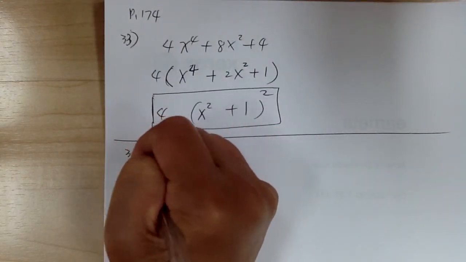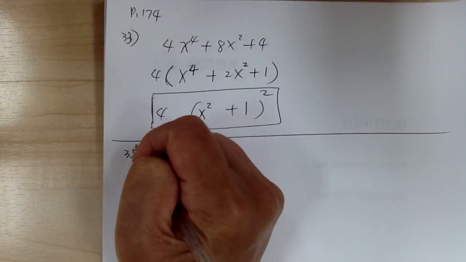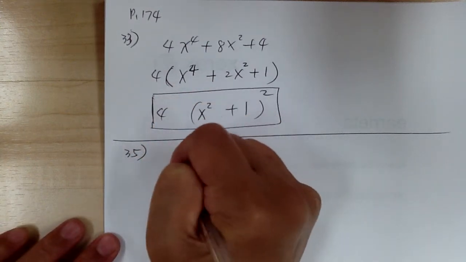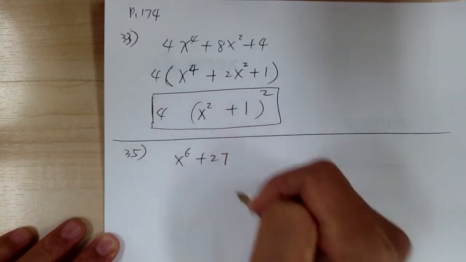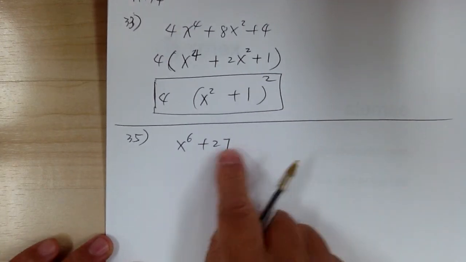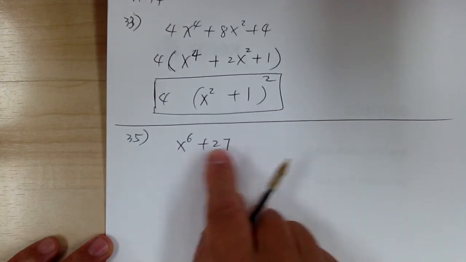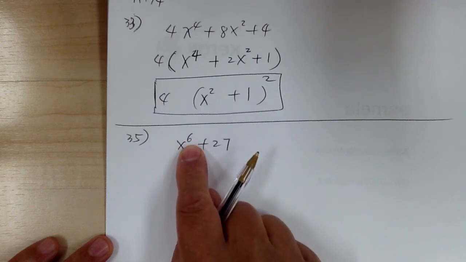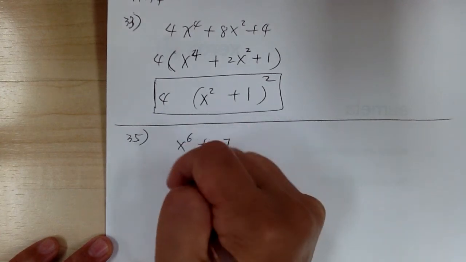Okay, number 35. You have x to the 6 plus 27. So step 1, common factor, cannot. Step 2, difference of squares, not yet. So cube, right? This is a multiple of 3, so it's a cube. So let's go and do it this way.